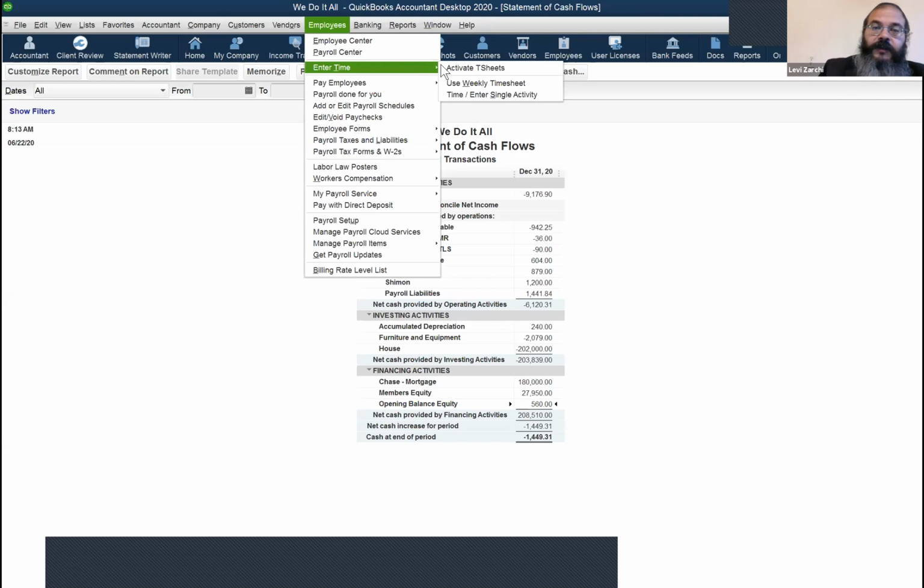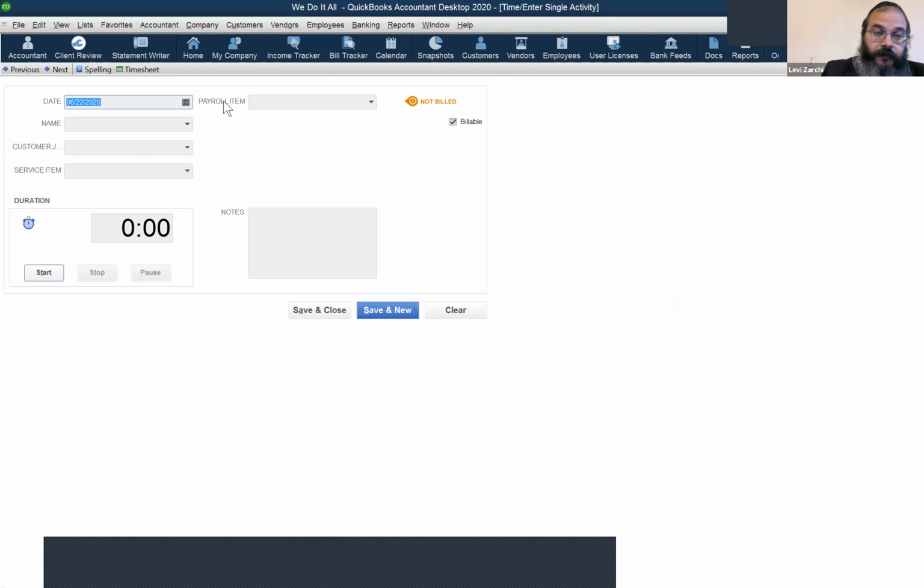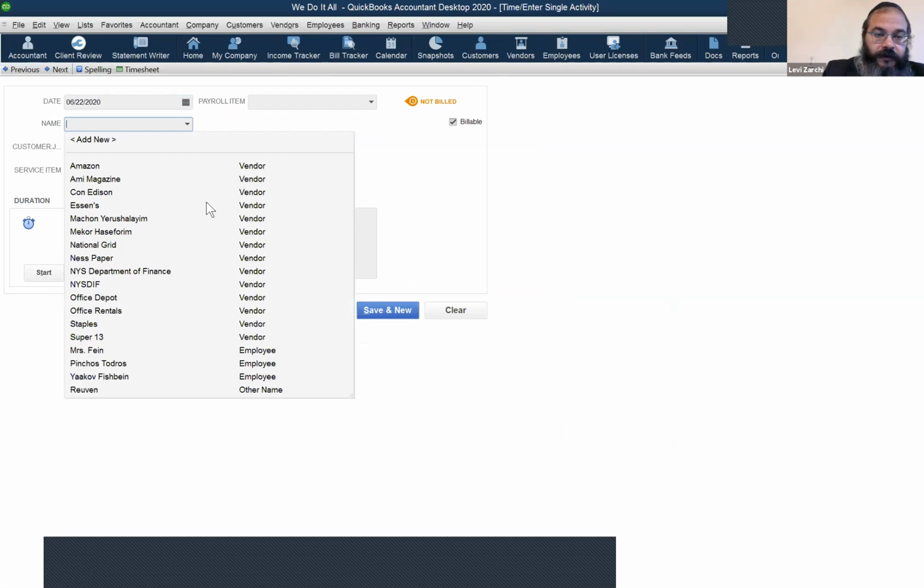Activate T-Sheets is what QuickBooks is offering you as a paid service. Then there's a weekly timesheet. This is what we did with Pinchas Tadris. Then there's a thing called enter single activity. So again, it's in the employee menu under enter time and enter single activity. And when we go into that, we see over here a stopwatch, and you could associate this with a customer. To begin with, instead of doing a timesheet with multiple customers, we'll pick over here. This is actually under vendors and employees, what's this time about?